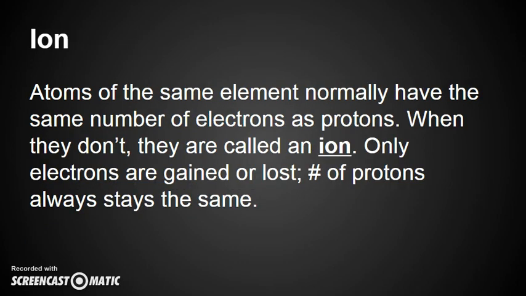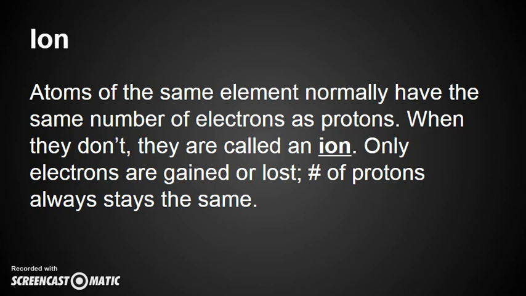Next, we have an ion. Atoms of the same element normally have the same number of electrons as protons, but when they don't, they are called an ion. This happens when we gain or lose an electron, and the number of protons cannot be gained or lost. Only the electrons can be gained or lost. That's something very important to remember.